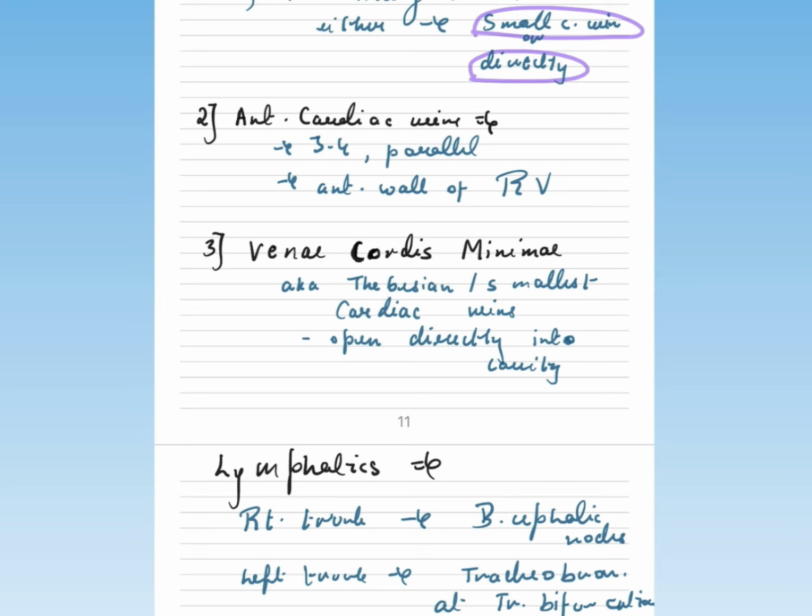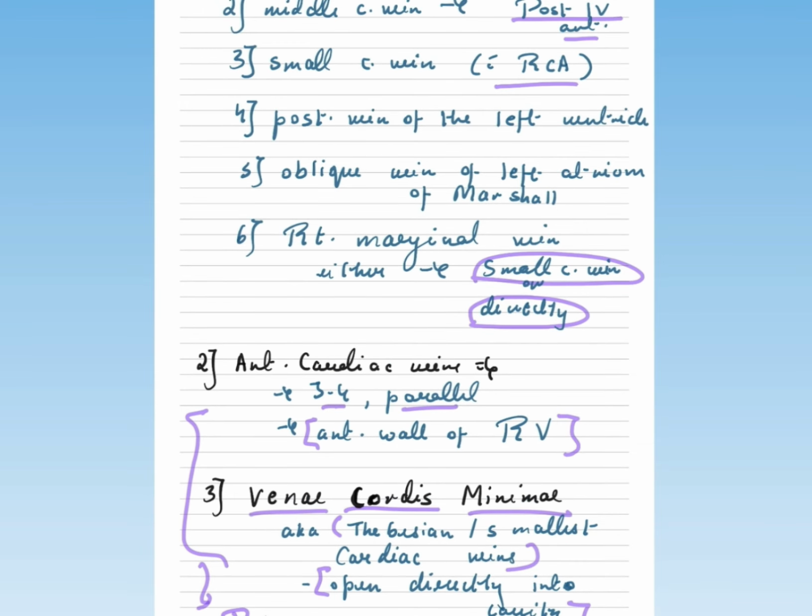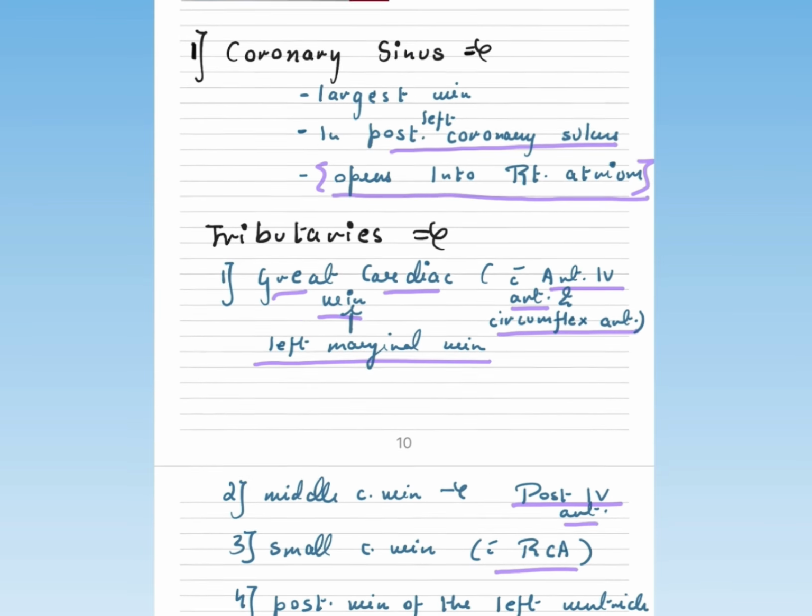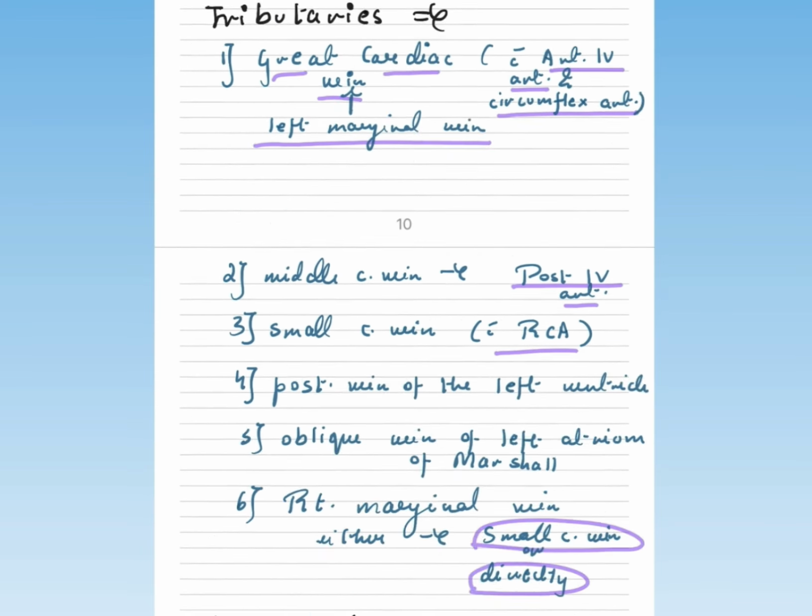Then we can see the anterior cardiac veins, which are 3 to 4 in number, and they run parallel on the anterior wall of the right ventricle. Then there is a vein known as the vena cordis minimi. It is also known as the Thebesian or the smallest cardiac veins, and these open directly into the cavity. So these two veins open directly into the right atrium, whereas the other veins travel to the coronary sinus and then drain into the right atrium.